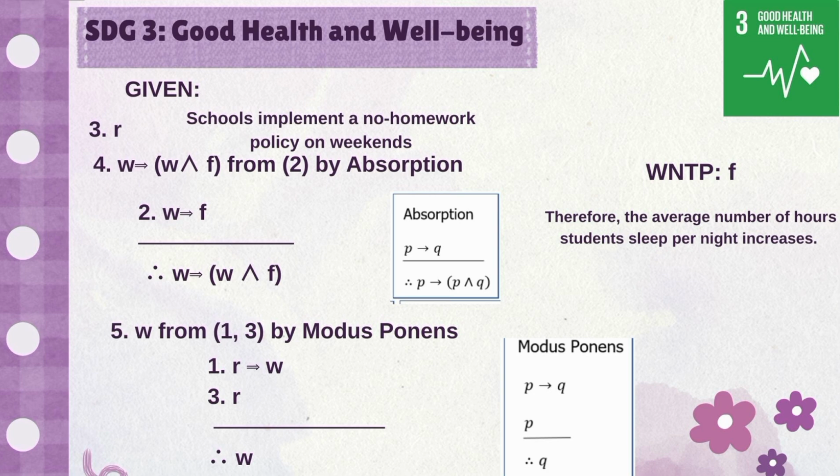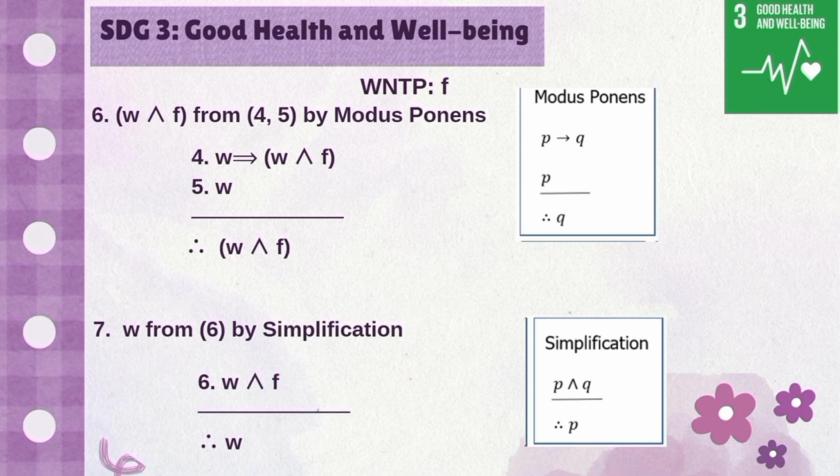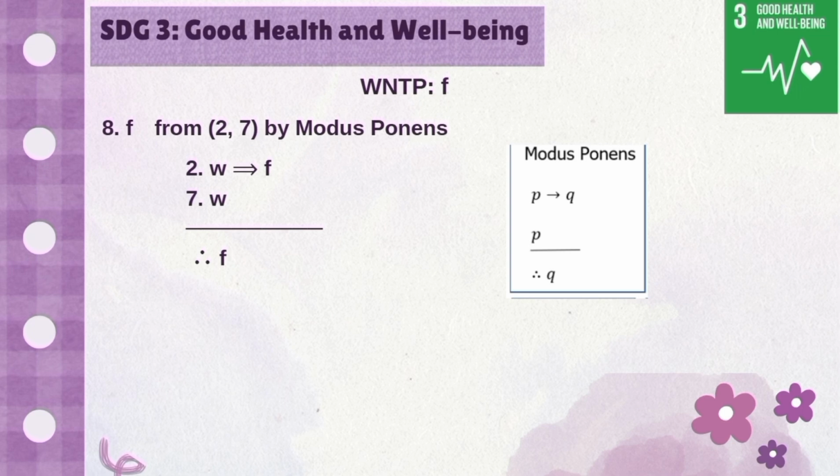In our given, we have R implies W. From 1 and 3 by modus ponens, we can conclude that it's W. We will use again modus ponens, the same concept. So here, from the given 4 and 5 by modus ponens, W implies W and F, W, therefore W and F. So we have here W and F, therefore it's F. So here, we have the given 2 and 7. By using modus ponens, we got F. So in this argument, we prove F.